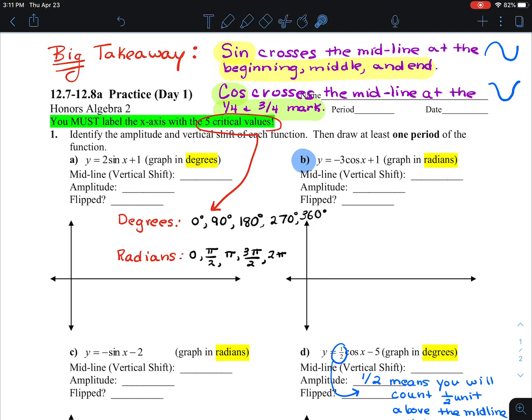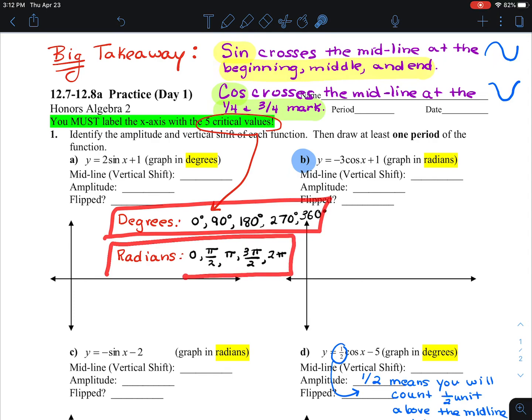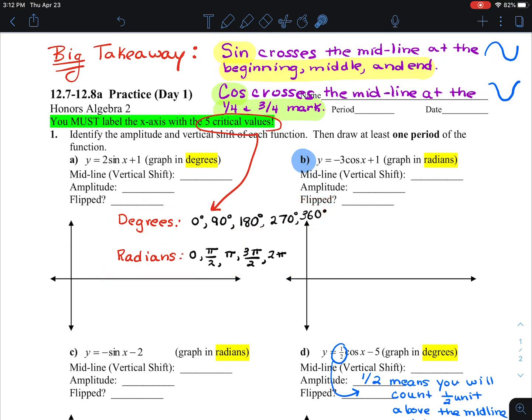And a question that you guys were wanting me to talk through was letter B. Okay, one very important piece to this is when you are graphing these, you need to have what we call the 5 critical values labeled along the x-axis. And depending on whether your problem is in degrees or radians, you will either use these 5 numbers here, or you will use these 5 radian values here. Okay, so let's start with letter B.